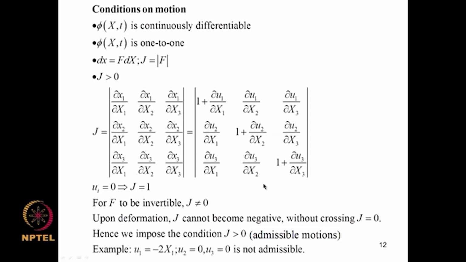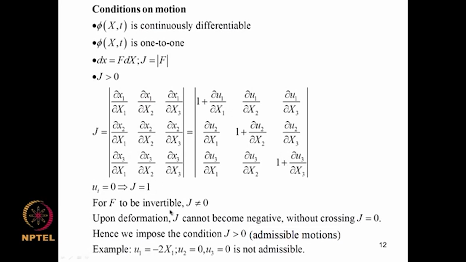Now, this φ(X, t), which maps the position vector X to lowercase x, has to satisfy certain conditions. This function is continuously differentiable, and this is one to one, and that means the F matrix can be inverted. So, dx is F dX and J is the Jacobian determinant of F. We impose the condition J to be greater than 0. You can see that the determinant can be expressed in terms of displacements as shown here. If all displacements are 0, then I get J equal to 1.